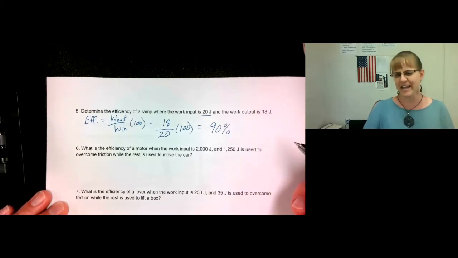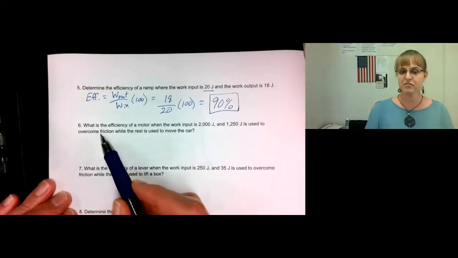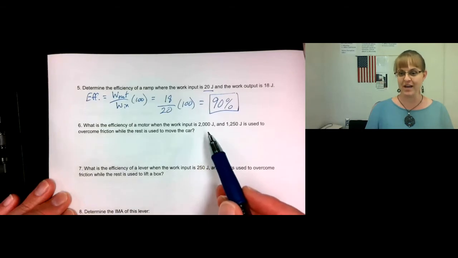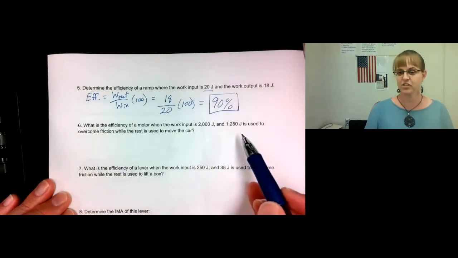If you ever get an answer that's over 100%, something went wrong. In fact, if you get exactly 100%, something went wrong, because every machine has some friction and you'll never have 100% efficiency.